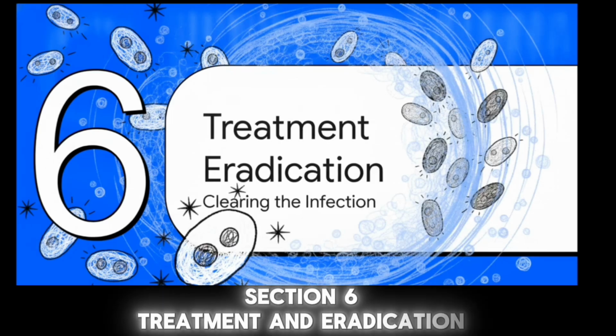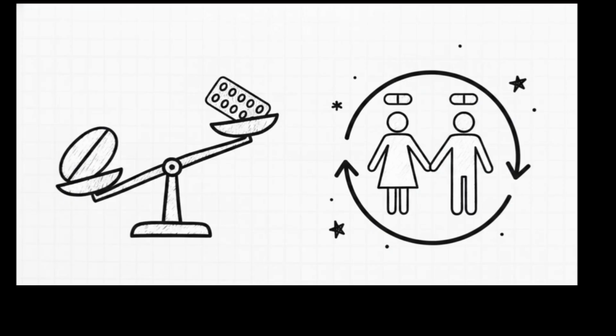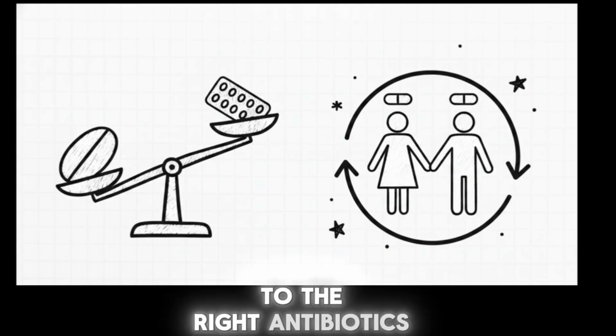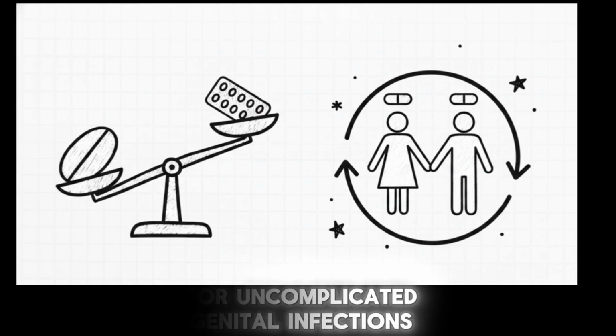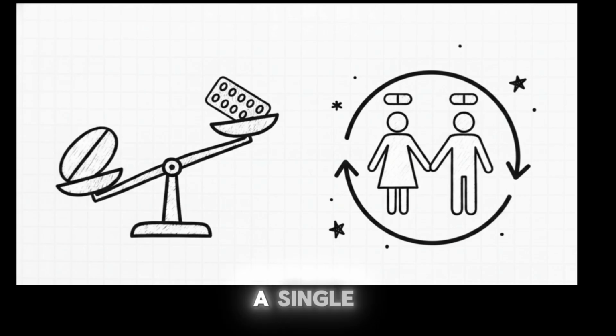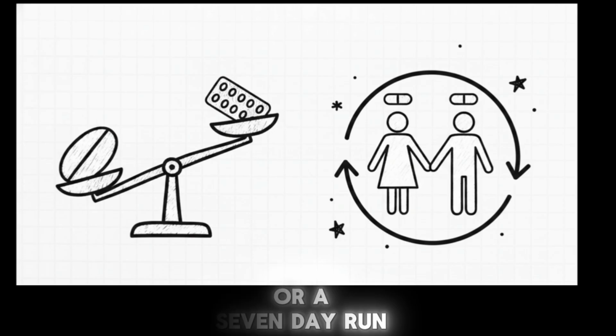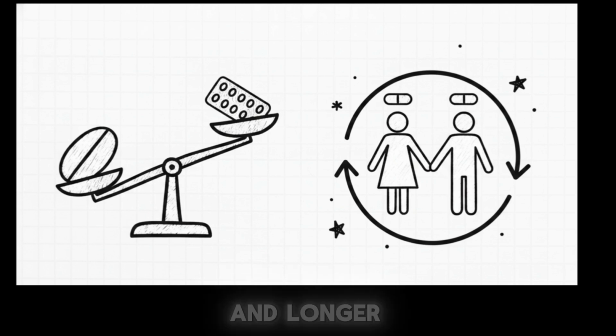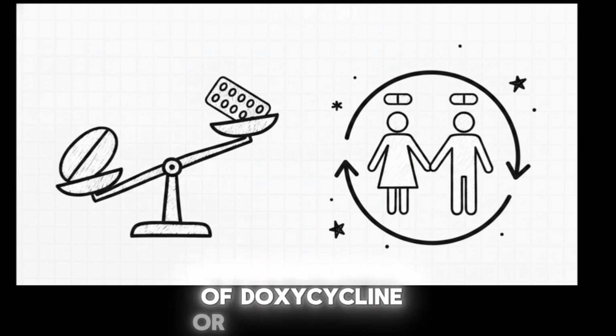Section 6. Treatment and Eradication. Fortunately, for all its stealth, C. trachomatis is highly vulnerable to the right antibiotics. For uncomplicated genital infections, the fix is pretty straightforward. A single 1-gram oral dose of azithromycin is the highly convenient drug of choice, or a 7-day run of doxycycline works wonderfully. Now, for complicated infections like PID or LGV, we have to hit it harder and longer, usually 2 to 3 weeks of doxycycline or erythromycin.